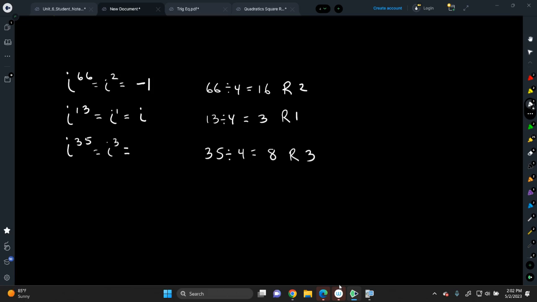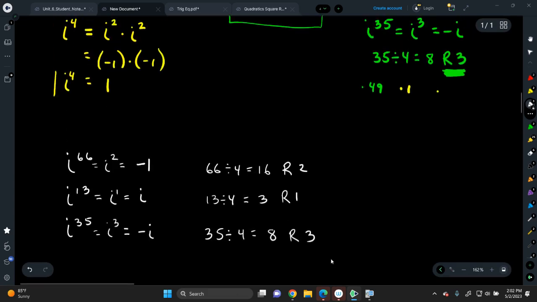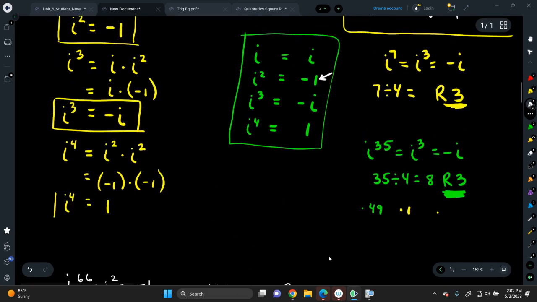I have one more. Okay, so i to the third. What does i to the third equal? Negative i. Okay, you do have to memorize these in the green box here. You have to memorize these. Okay? Did everyone just go, oh? No, I said negative i. All right, so you have to memorize those.